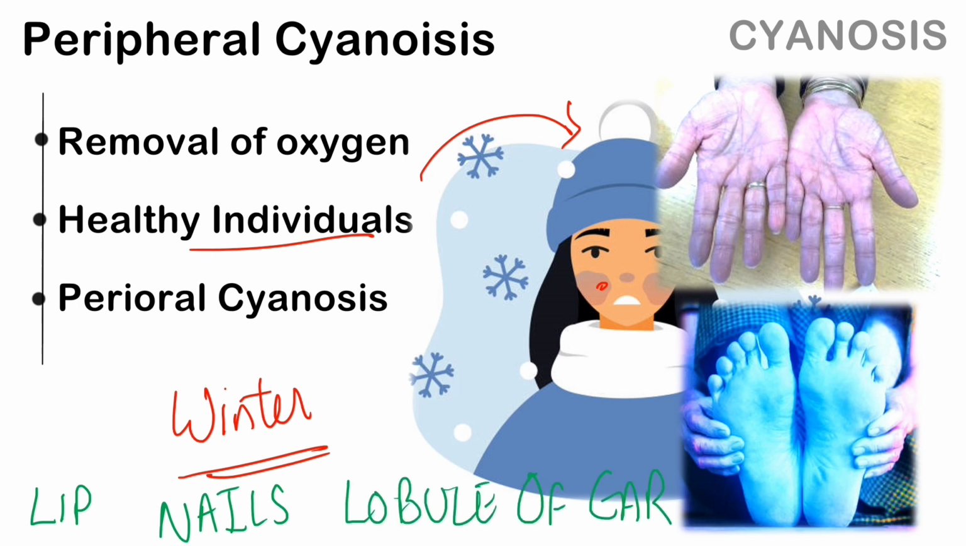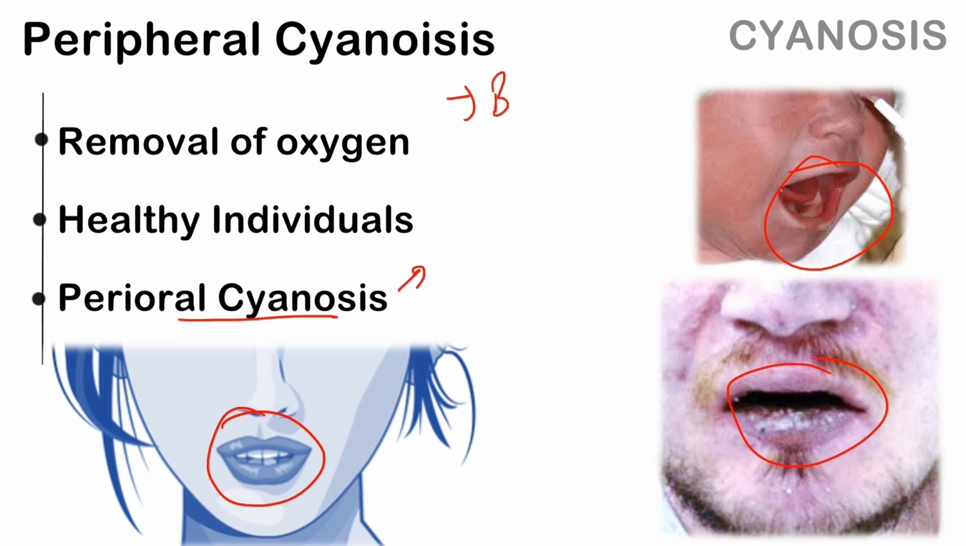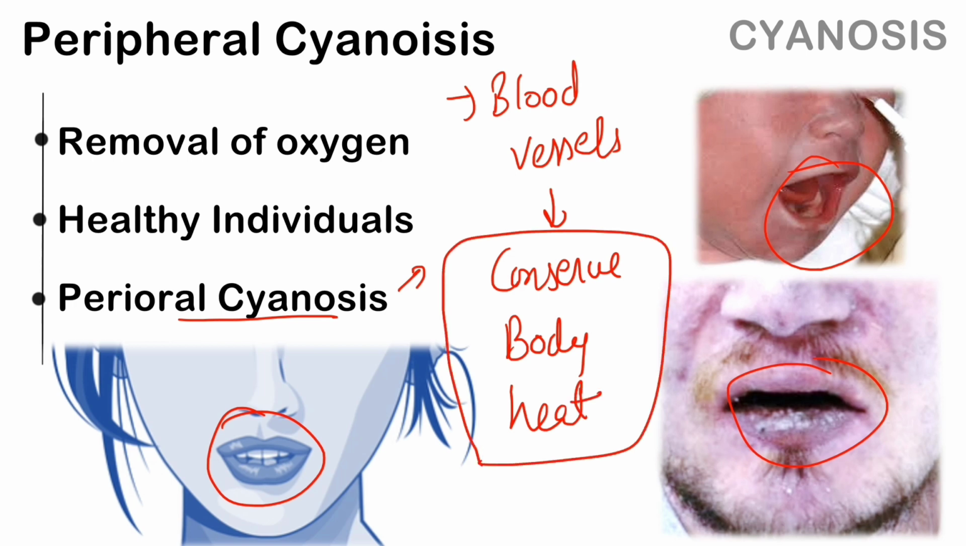Now, we talked about perioral cyanosis. Perioral cyanosis or circumoral cyanosis is when only your mouth or lips turn blue. It often occurs when your blood vessels respond to cold temperatures and shrink to conserve body heat, and it is often seen in newborns and children. In older children, it may appear when they go outside in cold weather.